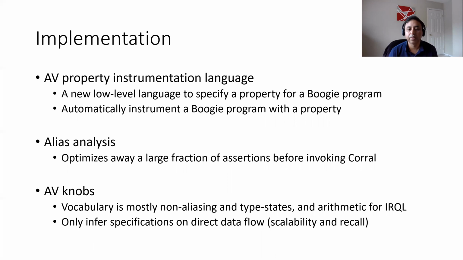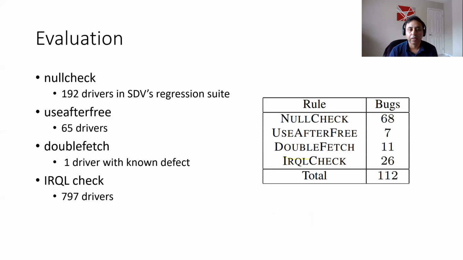What that means is that we do not try to infer specifications that are conditional on the path taken, the path condition taken. So that lets us be more scalable and also finds more defects. So this is a balance we found empirically.